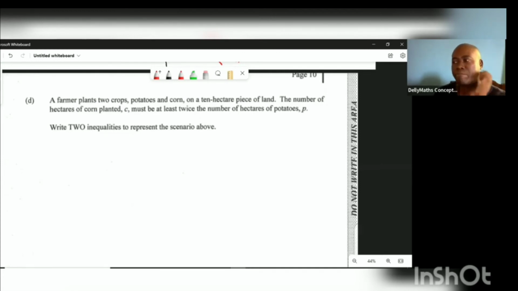All right, so we're dealing with potatoes and corn. On a 10 hectare piece of land, so we know the limit there is 10. The number of acres of corn, C, plus the number of acres of potato, P, must be less than or equal to 10, because it cannot go over 10 hectares. So that's one inequality there.